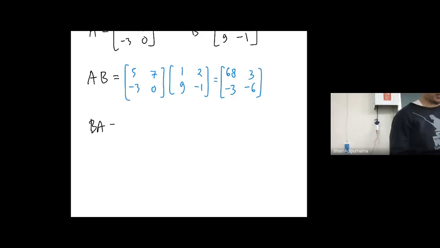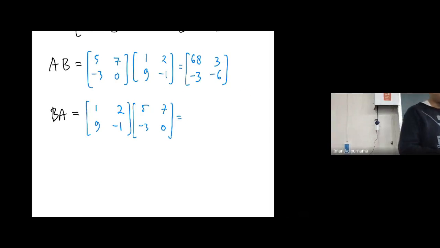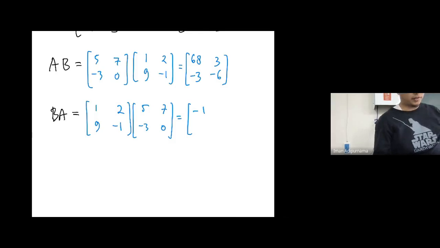Let's try the BA. Okay. 1 times 5 is 5. Minus 6 is minus 1. 1, 7 with 0 is 7. 9, 5, 45 plus 3 is 48. 9, 7 is 63.